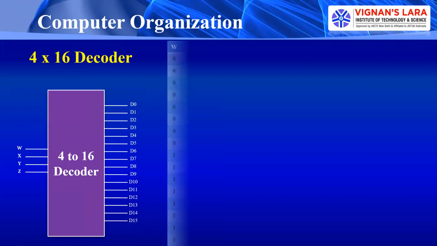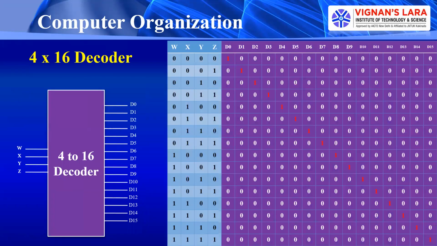Similarly, 4 to 16 decoder. See here, friends. That means it has 4 inputs, W, X, Y, Z, and 16 outputs. For this, the default input is the enable input.